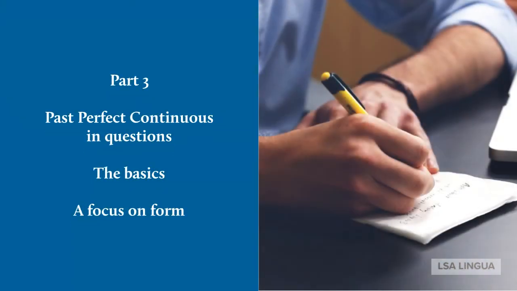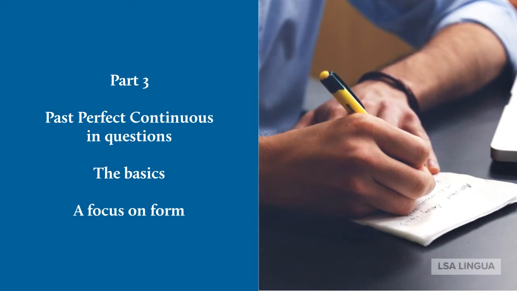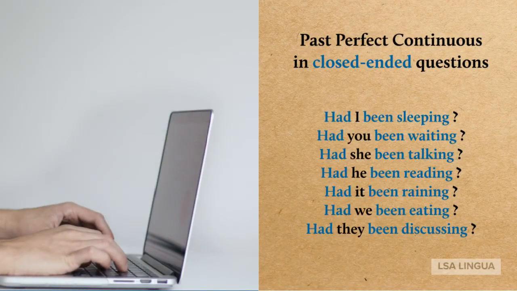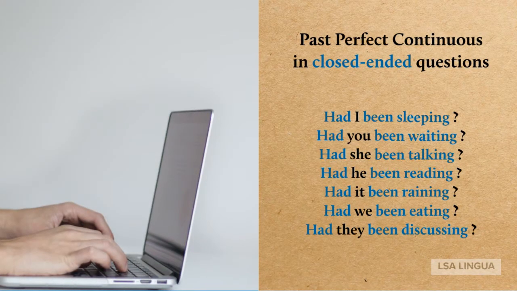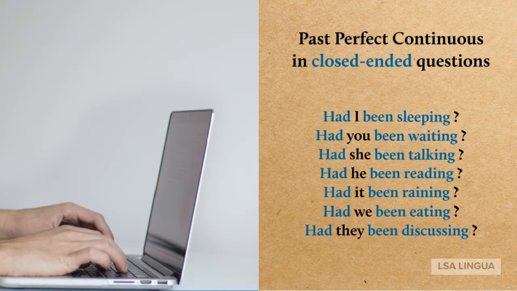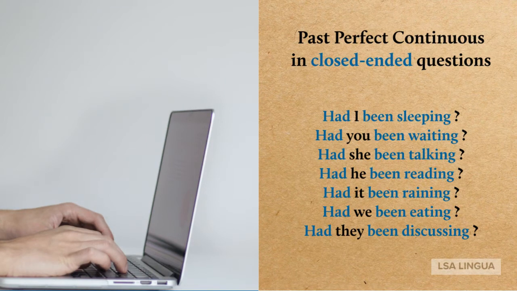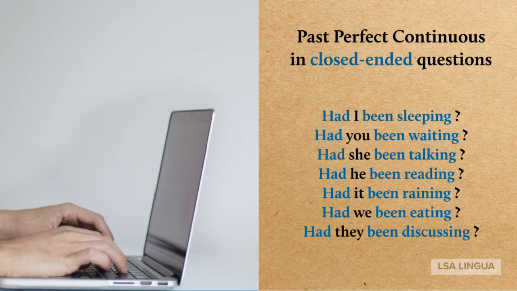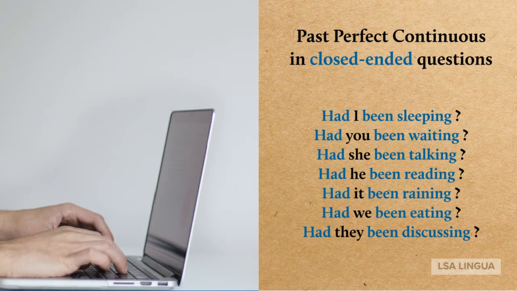Part 3. The past perfect continuous used in questions. The basics, a focus on form. Closed-ended questions. Had I been sleeping? Had you been waiting? Had she been talking? Had she been reading? Had it been raining? Had we been eating? Had they been discussing?